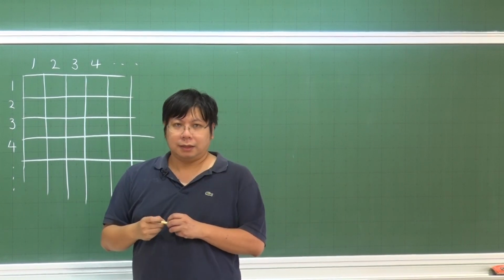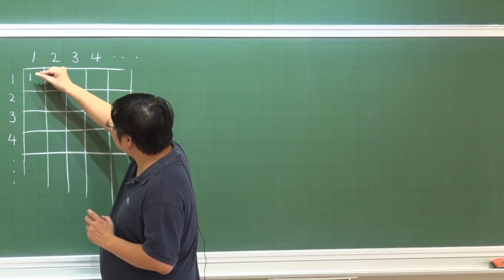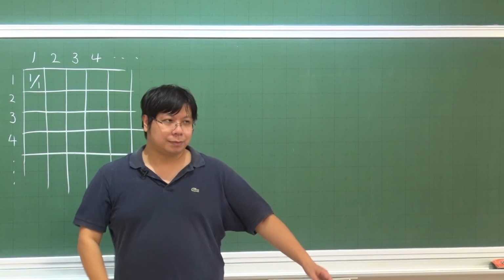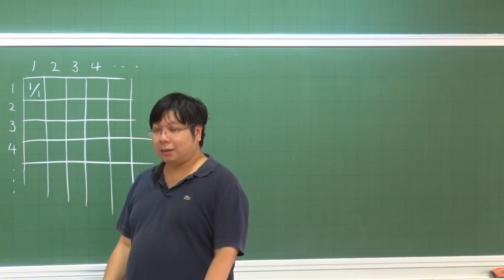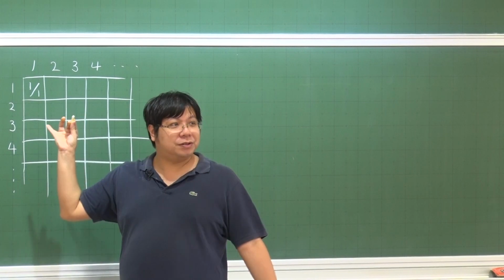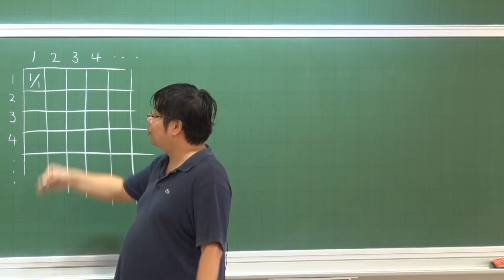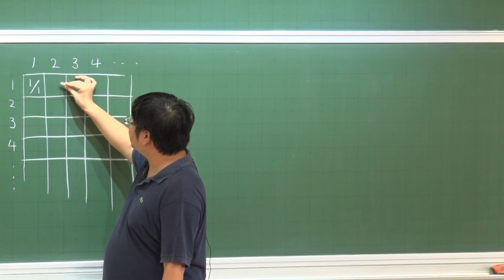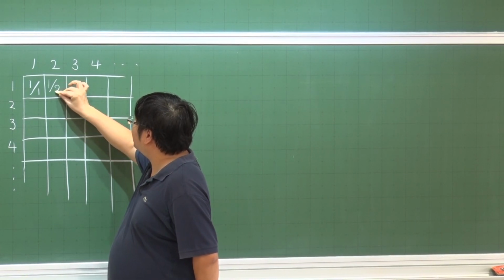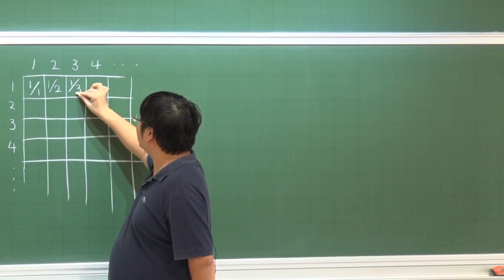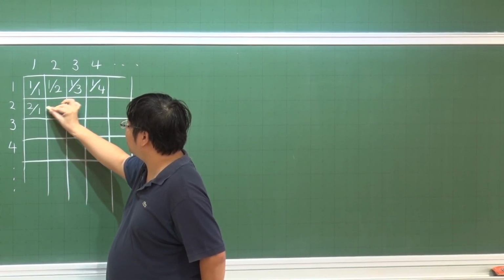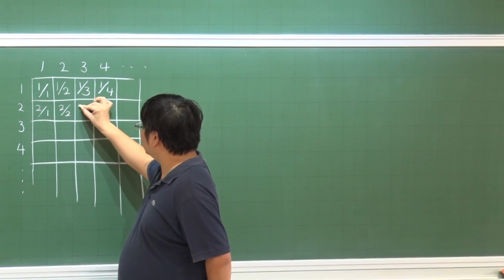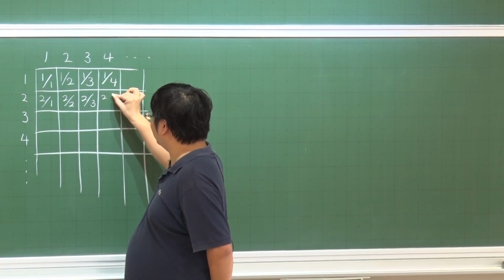Is that okay? So in this table, I write down what is called 1 over 1. It's just a symbol, 1 over 1. You can think of this as January the 1st, or 1 over 1. So I have this one as 1 over 2, 1 over 3, 1 over 4. Is that okay? So I have this one as 2 over 1, 2 over 2, 2 over 3, 2 over 4.